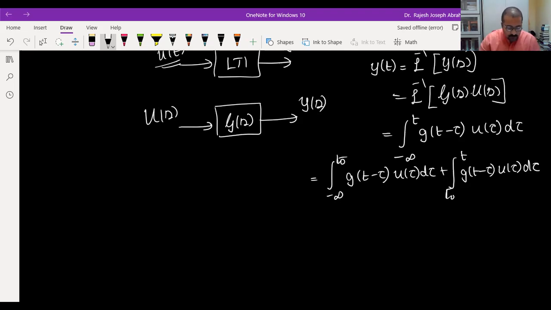Okay, so the output y of t. What is the left hand side? Y of t. So the output not only depends on the applied input, but also on the initial conditions at t equal to t naught.